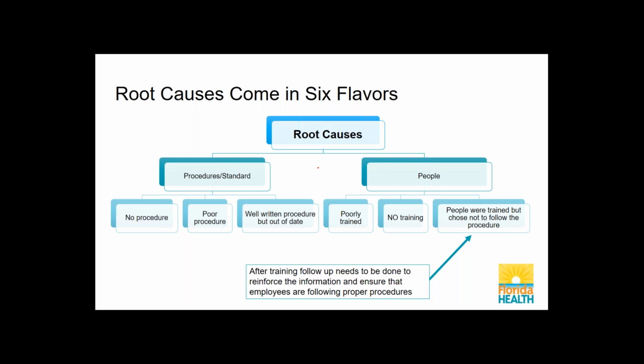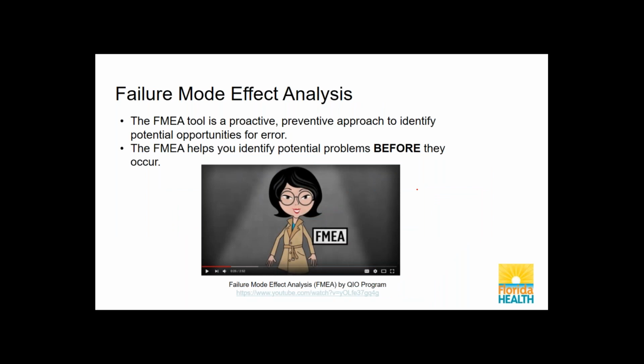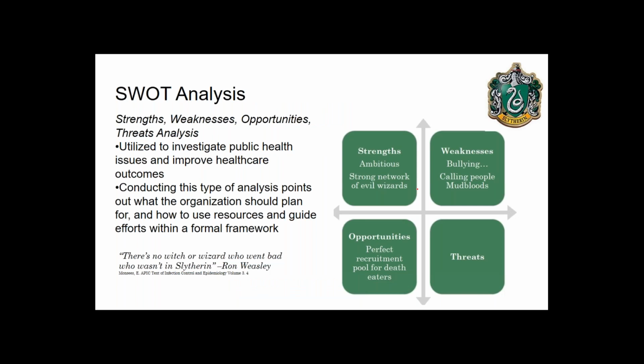Now, the failure mode effect analysis, I'm not going to go through this presentation. You guys will need to watch it on your own time, but it is a proactive preventative approach to identify potential opportunities for error. So this is something that you would utilize before an error occurs. This is you trying to assess what you can improve. It would be classified under primary prevention because you are implementing a failure mode effect analysis before any problems occur. We don't have enough time to watch that video because we only have 15 minutes left.